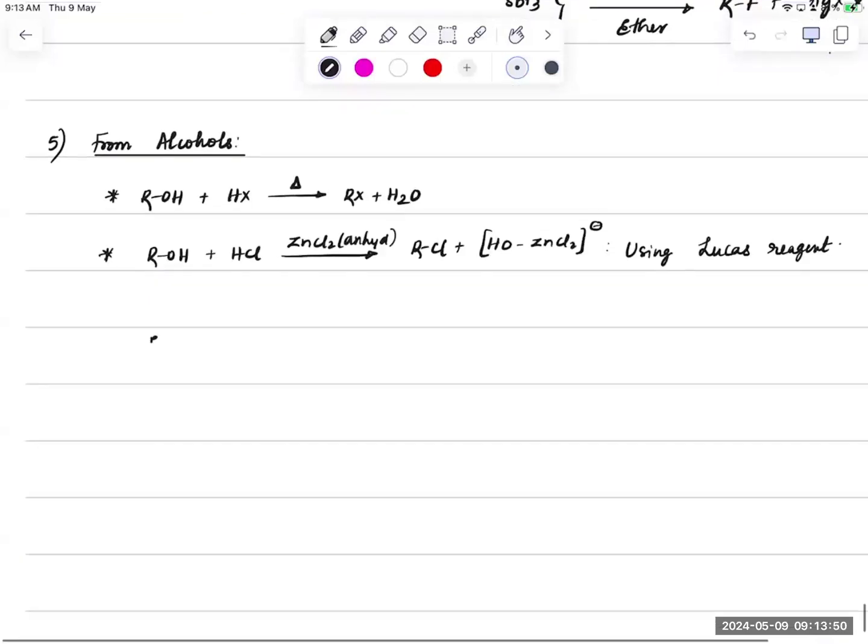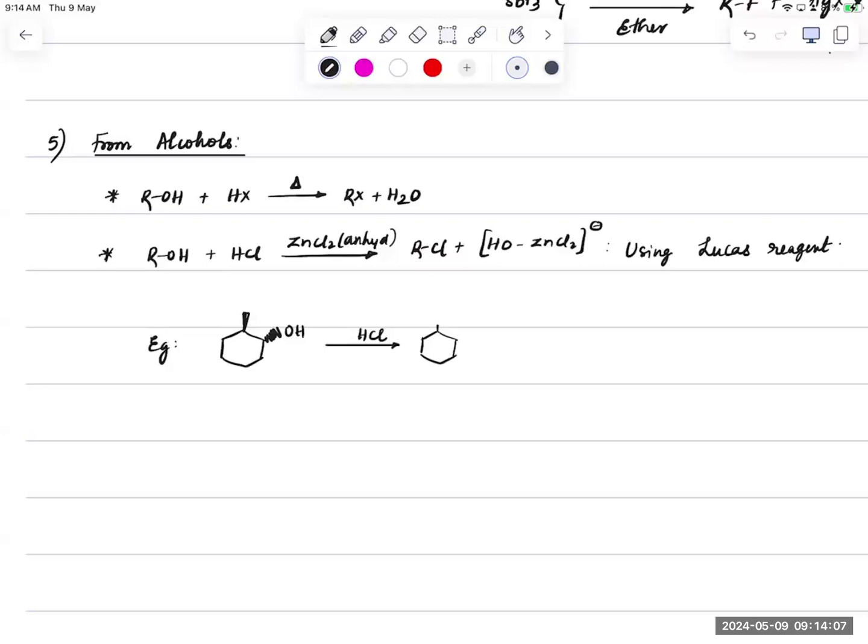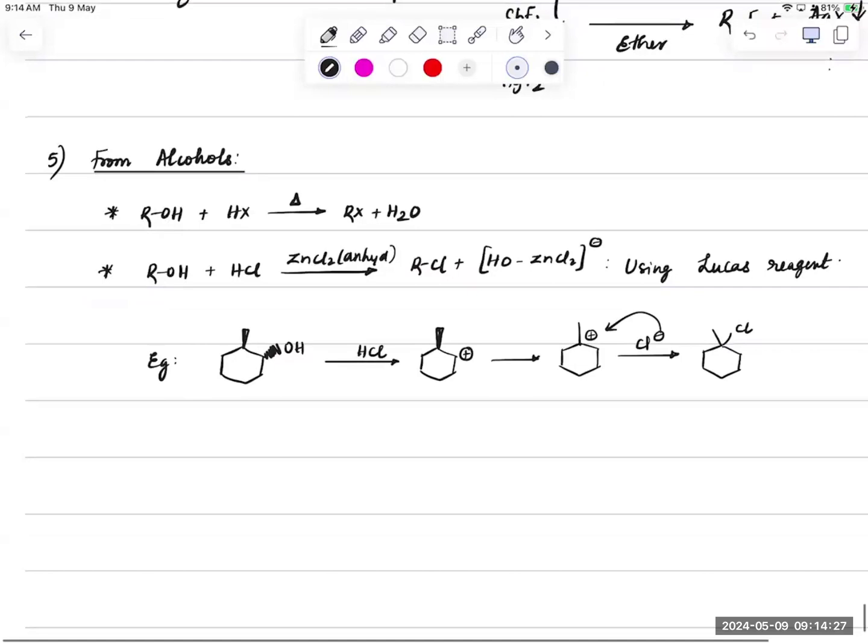As an example, let me take one. We have done a lot of these examples already. If you have OH here and you are treating it with HCl, it's not Lucas reagent. I gave only HCl here. In that case, first OH2+ will be formed, then a carbocation. The carbocation will undergo rearrangement, and the positive charge will come here. Then Cl minus will attack it, and you will get chlorine coming here. So this is the major product which you will get. Done, everybody?